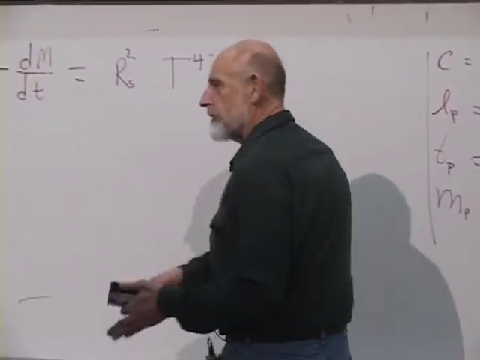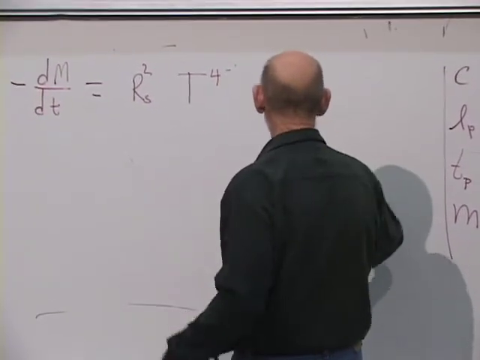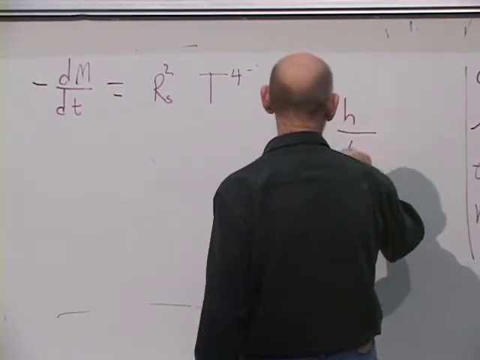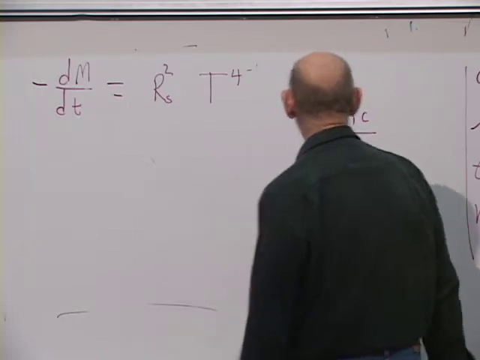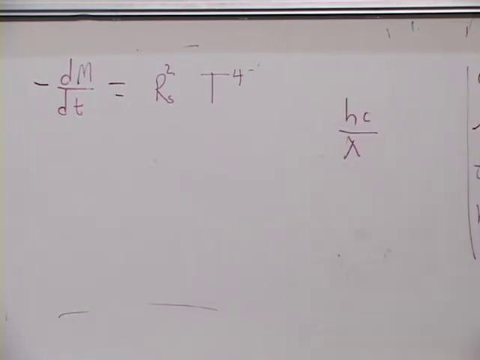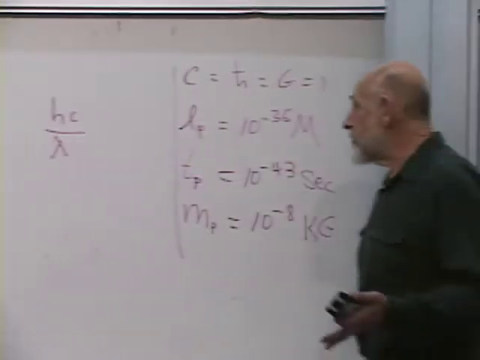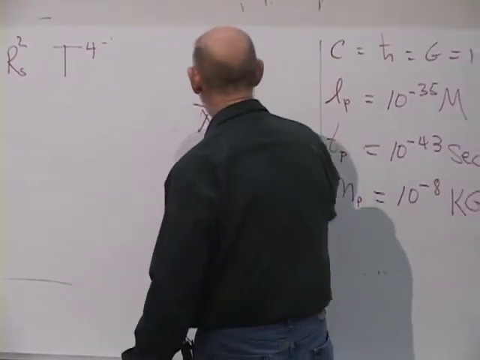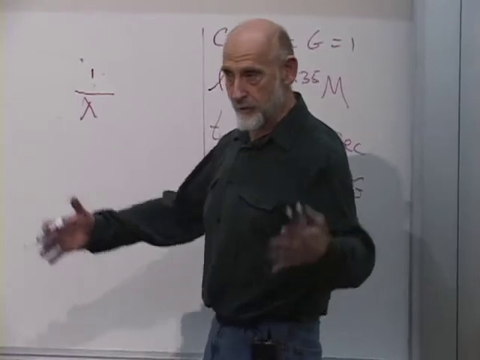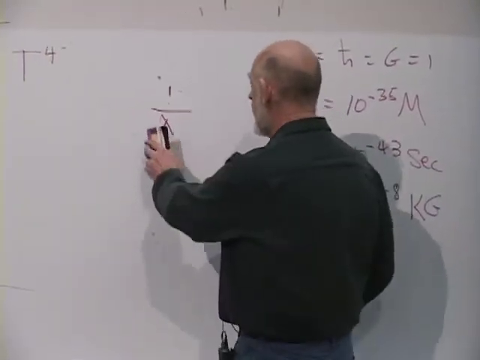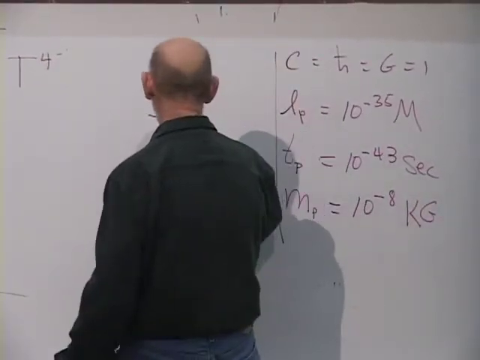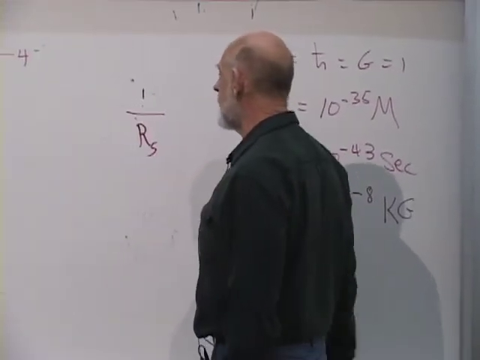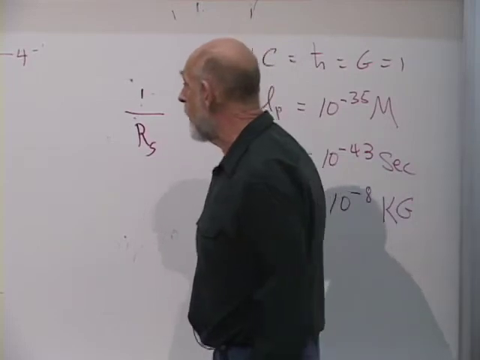Let me just remind you. The temperature we found was h over lambda times c. This was the energy added when we added one bit. h and c are 1, and so the temperature is just 1 over lambda, but lambda was supposed to be the radius of the black hole. So the temperature is just 1 over the radius, the Schwarzschild radius.